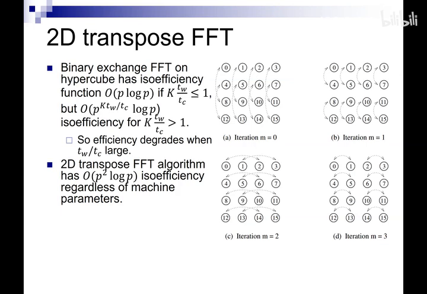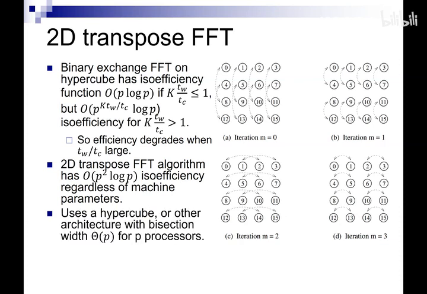Instead, if you look at the 2D transpose algorithm, this is always going to have this p squared log p isoefficiency, regardless of this parameter. So if this parameter is small, the binary exchange algorithm is actually better, because then the isoefficiency is just p log p as opposed to p squared log p. But if this thing is large, and in practice it can be large because tw is usually much larger than tc, then the 2D transpose algorithm is going to be better, because it doesn't care about your machine parameters. It's always going to have the same isoefficiency.